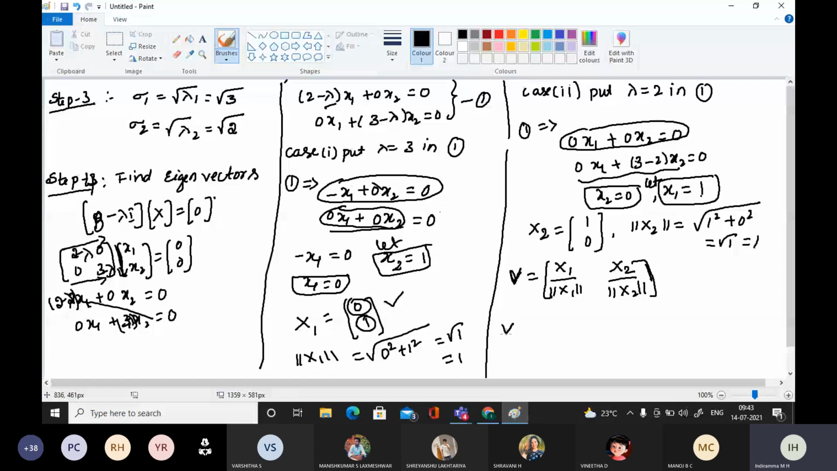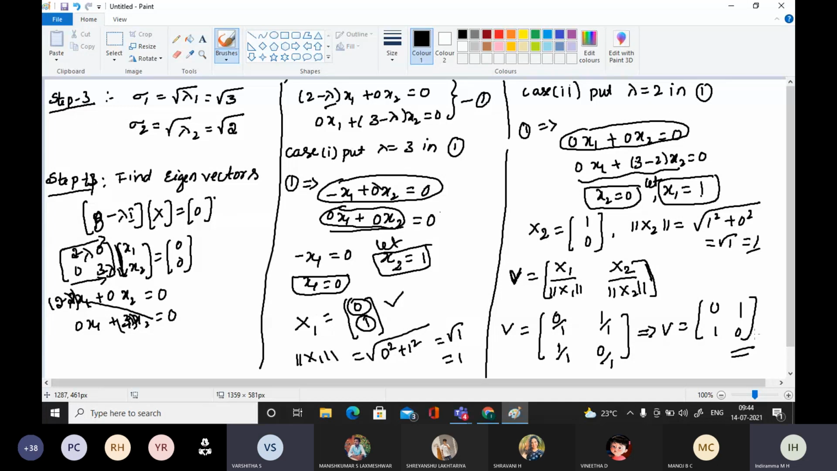So next we have to construct the normalized matrix V. x1 is (0, 1), divided by its norm: 0 by 1, 1 by 1. Next consider x2. x2 is (1, 0), divided by its norm. The norm of x2 is also 1: 1 by 1, 0 by 1. So therefore V is equal to [0, 1; 1, 0]. Is it clear?